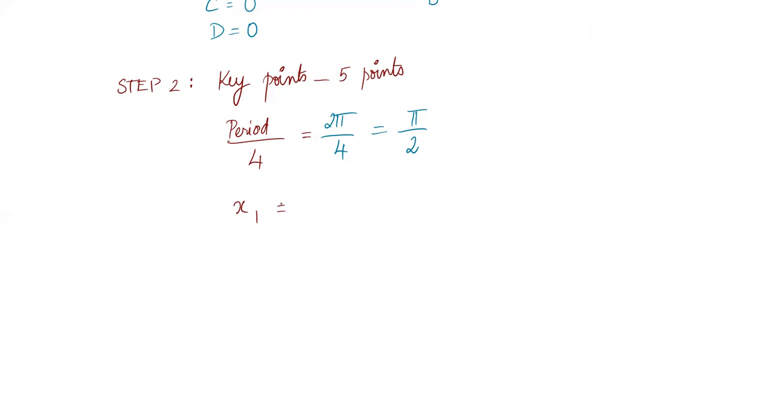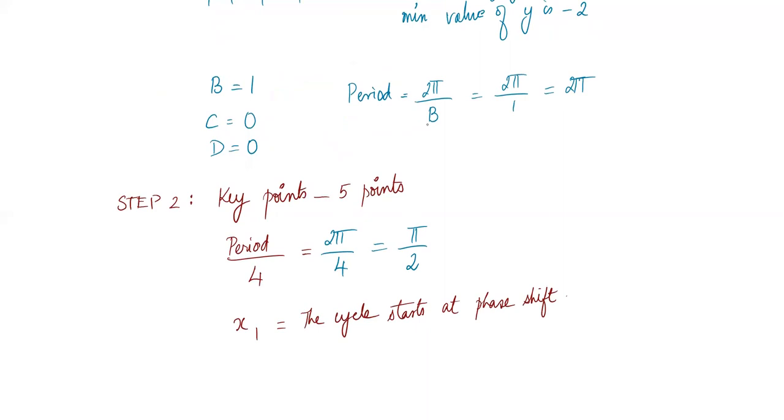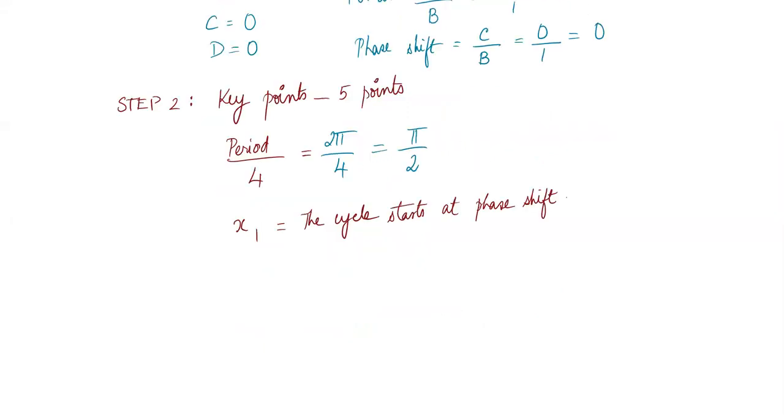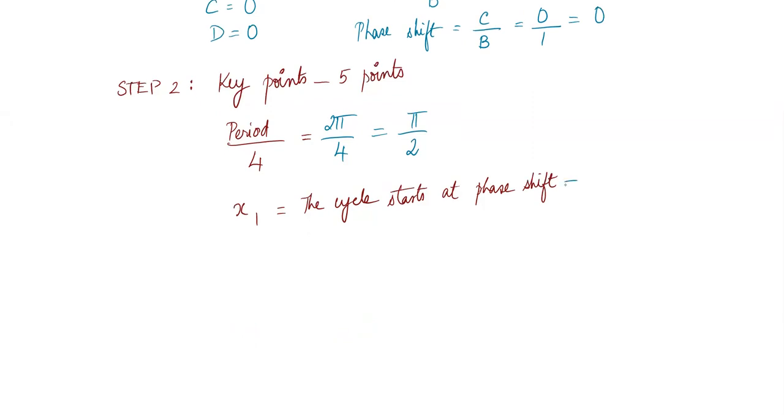So the cycle starts at phase shift. So let's recall, what is phase shift? I go back to step 2, and I know that phase shift comes from C over B. Now in our case, C is 0 over 1, so there was no phase shift. So phase shift is 0. Therefore, the cycle starts at 0. Okay? So then your x1 is 0.